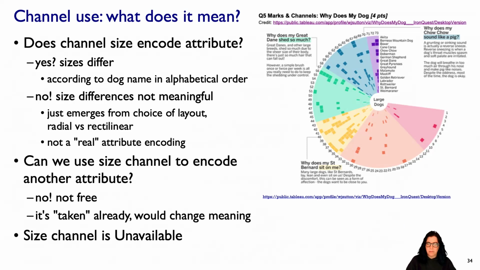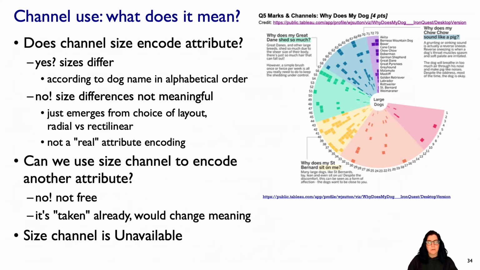Now, if I ask you what that means, well, you could tell me it's the dog name because these dogs seem to be laid out in alphabetical order, roughly, up and down here. But there's another answer, which is no, that's silly. That's not actually meaningful. It just emerged from the layout choice, right? If you'd picked a radial, I mean, this is radial. If it were rectilinear, all those boxes would be the same size. So there's some way in which it's not really encoding an attribute.